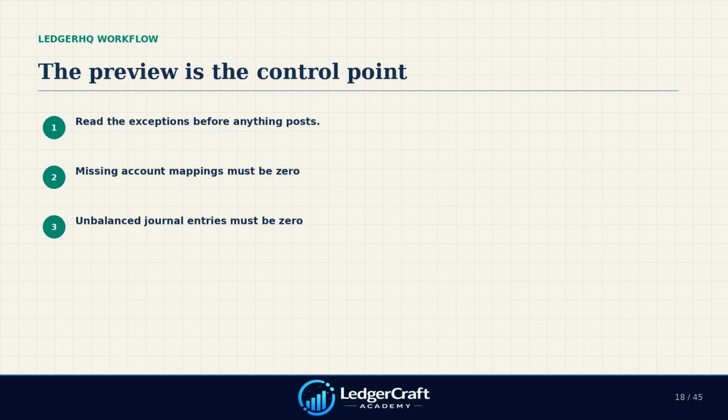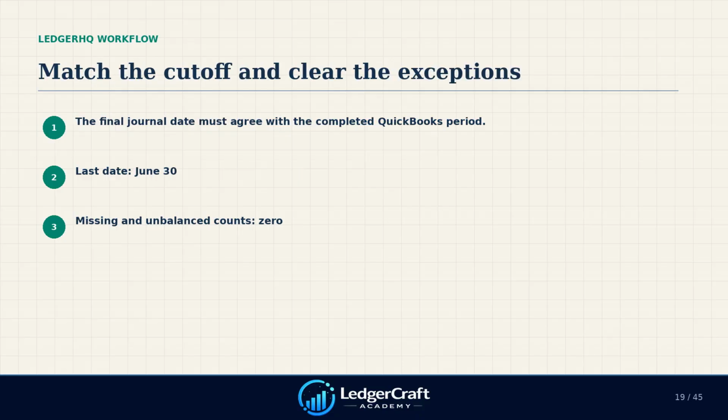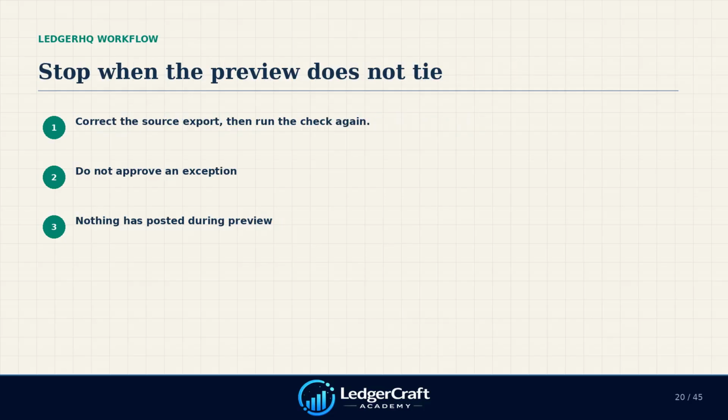Before approval, check two exceptions: missing account mappings and unbalanced journal entries. The approval standard is simple. The final journal date must match June 30th, and both exception counts must be 0. If either exception count is non-zero, correct the export and rerun the check. Do not approve the import.